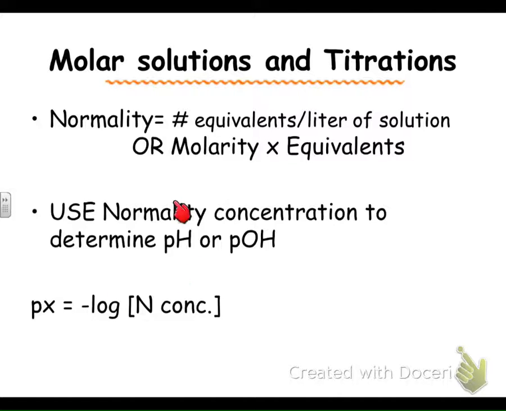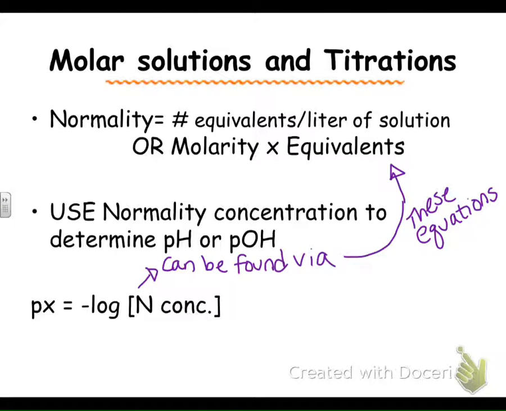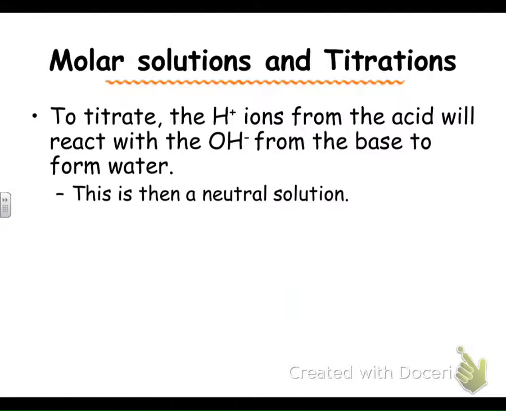So we can also use the normality concentration to determine the pH or the pOH. So it's just another way to calculate that pH, maybe if I don't have my hydronium ion or hydroxide ion concentration. So I could take the negative log of the normality concentration to also find the pH. So remember, X is equal to H or OH. So again, we can find that normality most of the time with molarity times equivalence.